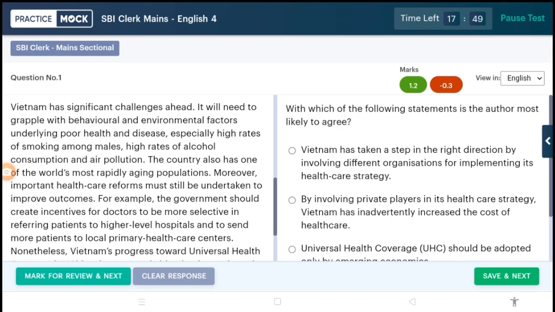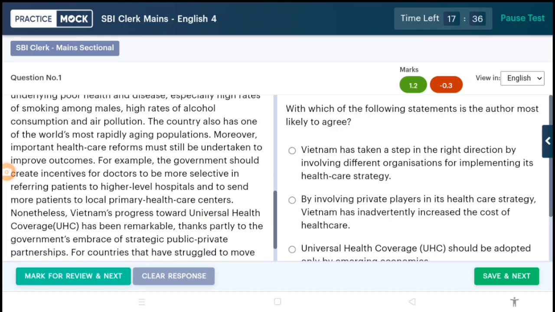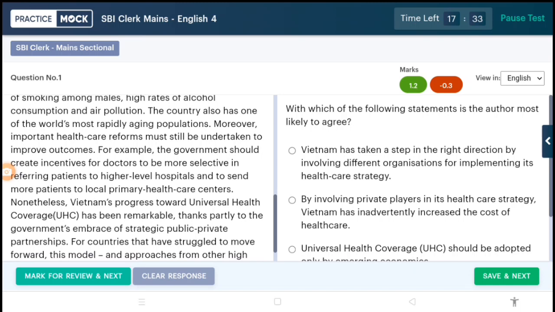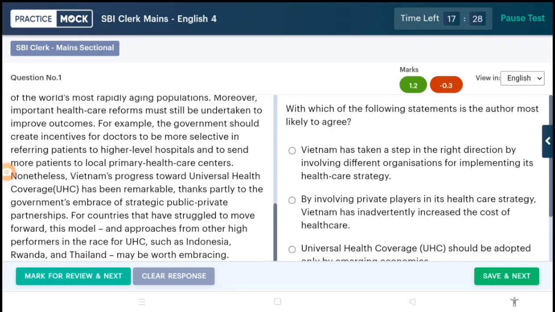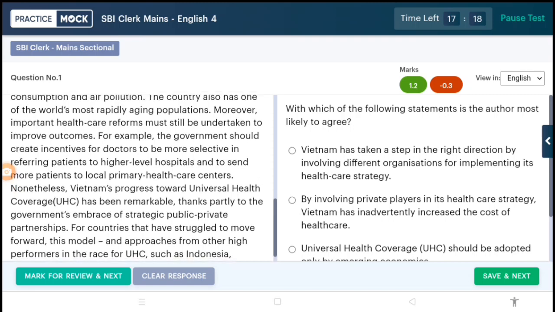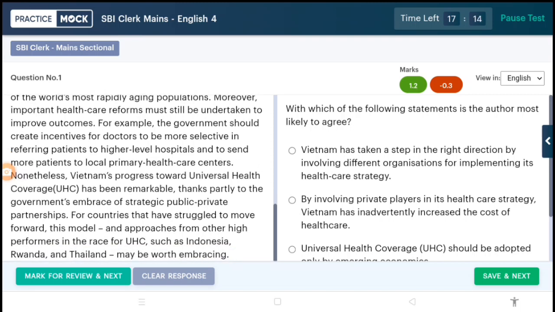Vietnam has significant challenges ahead. It will need to grapple with behavioral and environmental factors underlying poor health and disease, especially high rates of smoking among males, high rates of alcohol consumption and air pollution. The country also has one of the world's most rapidly aging populations. Moreover, important healthcare reforms must still be undertaken to improve outcomes. For example, the government should create incentives for doctors to be more selective in referring patients to higher level hospitals and to send more patients to local primary health care centers.